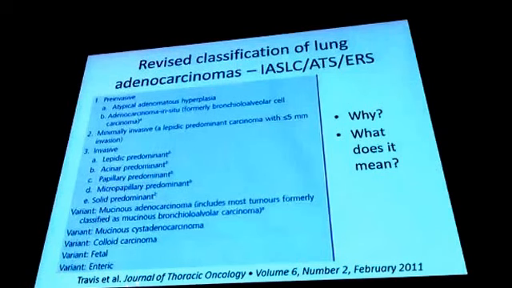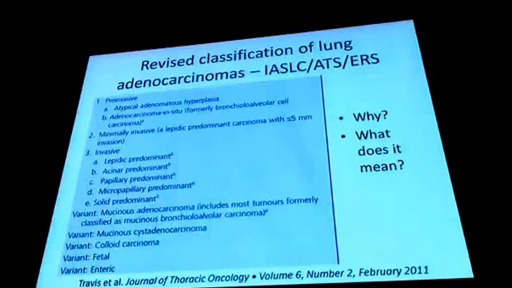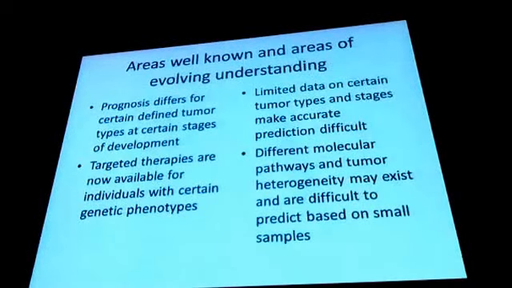This is the primary reference for this study, but there are several others out there. So these are some of the things that we know, that different tumors have different behavior and prognosis based on stage or type at certain stages of development. And we know now that there are certain therapies for certain molecular things that are very valuable and very useful for the patients to get a very good response. So that's important. There are still some unknown things.